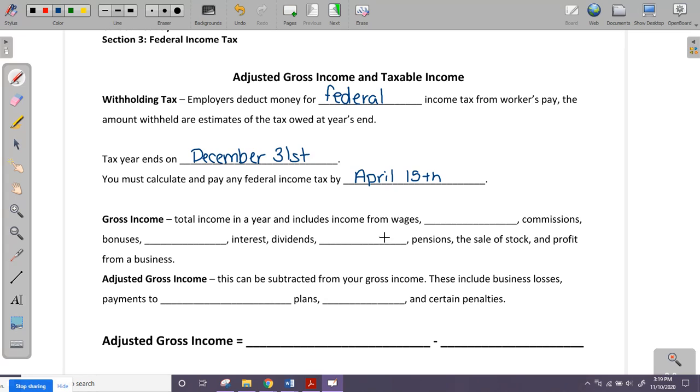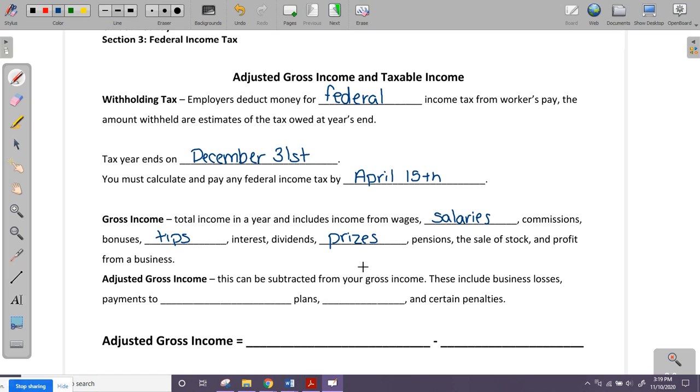Gross income is the total income in a year and includes income from wages, salaries, commissions, bonuses, tips, interest, dividends, prizes, pensions, the sale of a stock, and profit from a business.